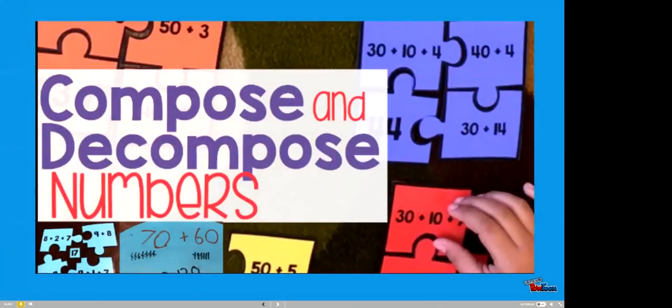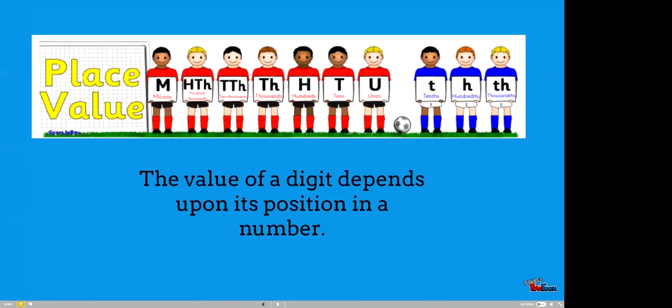So the first thing that we would be looking at is composing and decomposing numbers. Decomposing a number just simply means to break it apart into smaller parts. Decomposing a number can make it easier to find the sums and differences. So what we would do first is review a lesson that shows the value of digits. So we will look at our place value chart, and the value of a digit depends upon its position in a number.